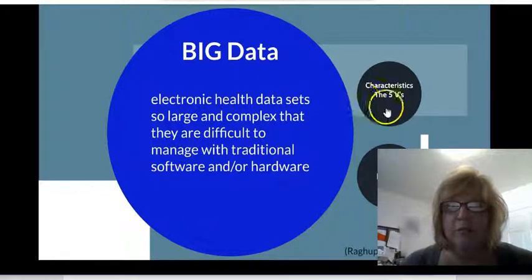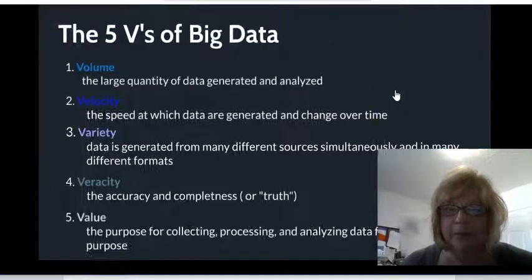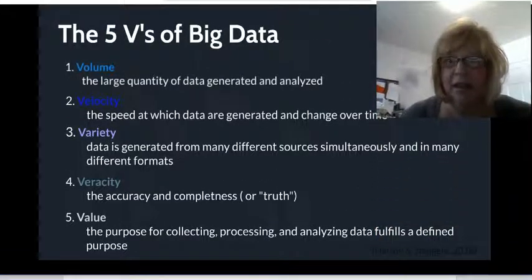Five characteristics are important in understanding big healthcare data. These are known as the 5 V's of big data. They include volume, the large quantity of data generated and analyzed; velocity, the speed at which data are generated and changed over time; variety, the fact that data is generated from many different sources simultaneously and in many different formats; veracity, the accuracy and completeness or truth of the data, or the opposite, meaning the messiness of the data; and finally, the value, the purpose for collecting, processing, and analyzing data that fulfills a defined purpose.